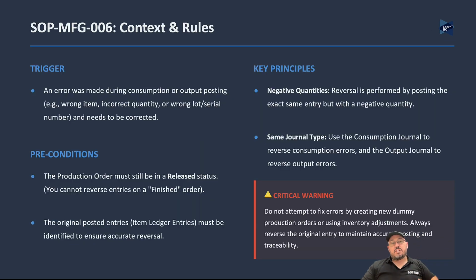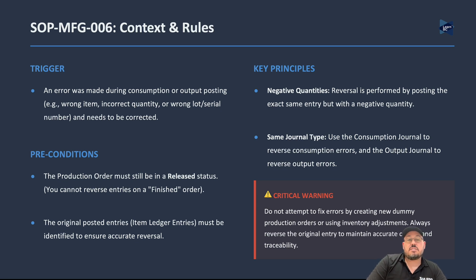So this SOP is triggered when an error was made during consumption or output posting. You've got the ability to consume an output from shop floor, and if there's an error, you can actually correct it. So the wrong item, incorrect quantity, or wrong lot serial number need to be corrected.